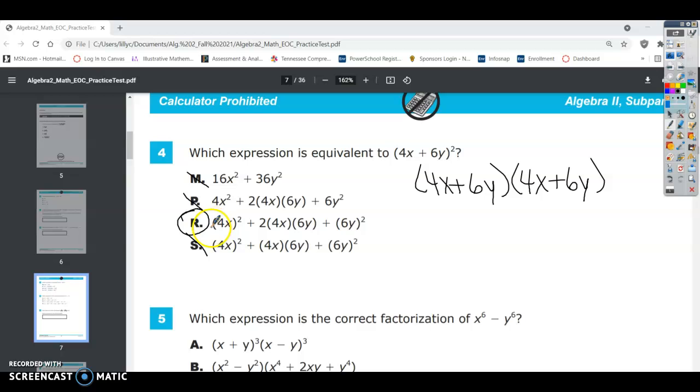So remember, the parentheses means we're taking this 4 and the x and squaring both of those, which when you do 4x times 4x, that's what you're doing. You're taking this term times itself, so you're squaring it. So (4x) quantity squared makes sure that you square both the 4 and the x. So the correct answer for number 4 is R.